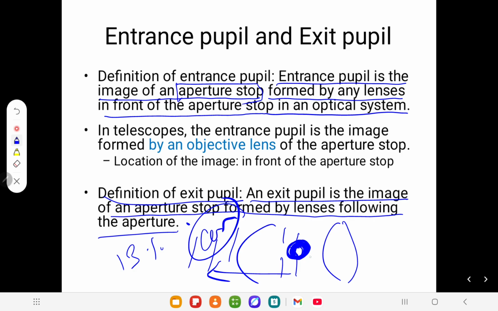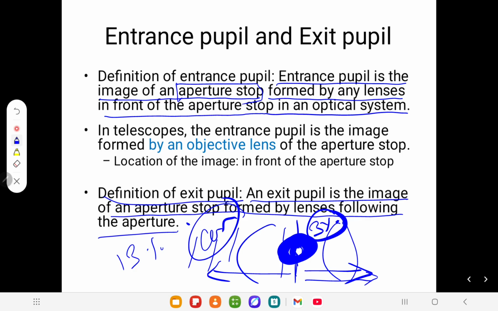So at the same time, the exit pupil is the image of an aperture stop made by lenses that are after the aperture stop, because exit pupil means after the aperture stop, isn't it? It is the image of the iris, the image of an aperture stop made by all the optical system after that aperture stop, which is basically the lens in our eyes. That's why it's 3% larger in our human eye.